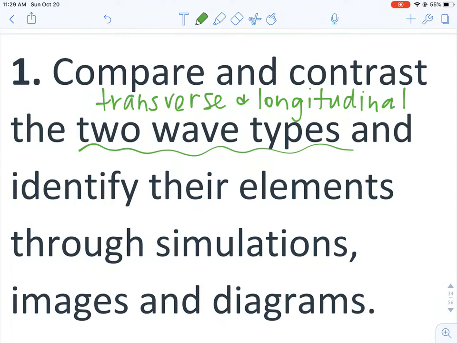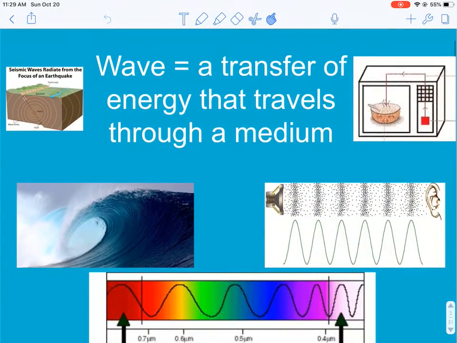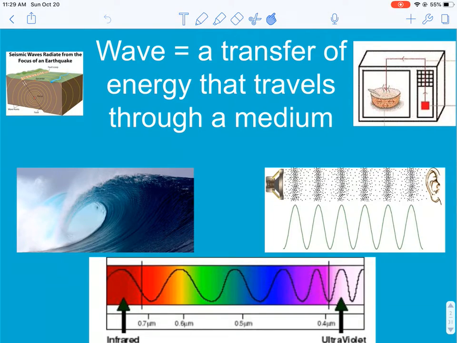images, diagrams, and then we're also going to start looking at some equations that talk about the relationships between these elements. So we start out in your notes with the definition of a wave, that it's just a transfer of energy that travels through something, a medium.